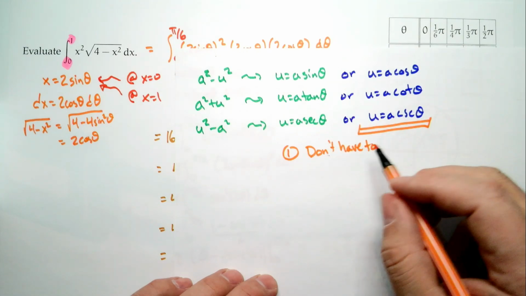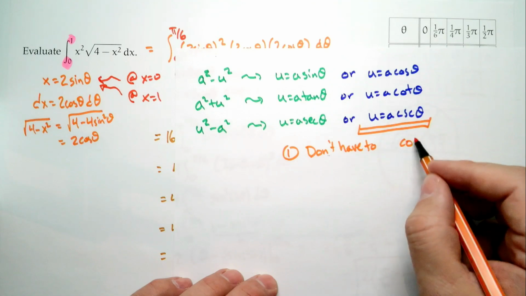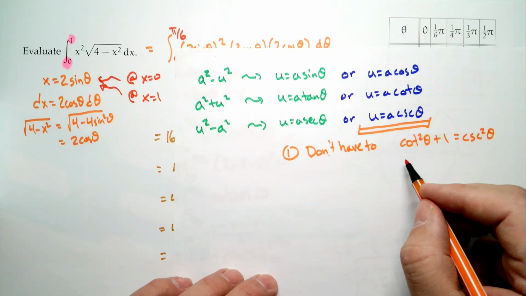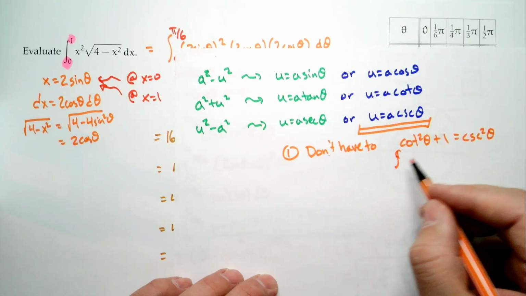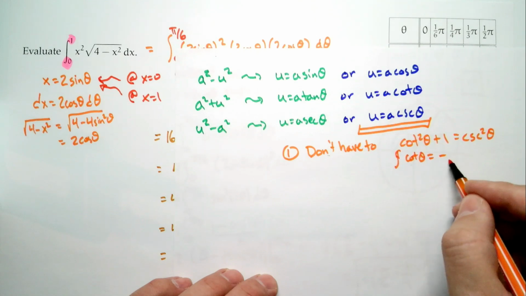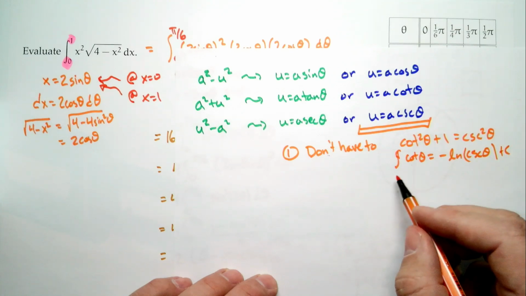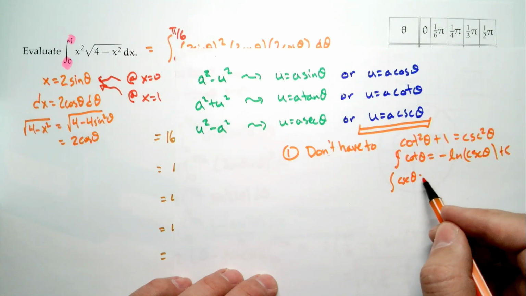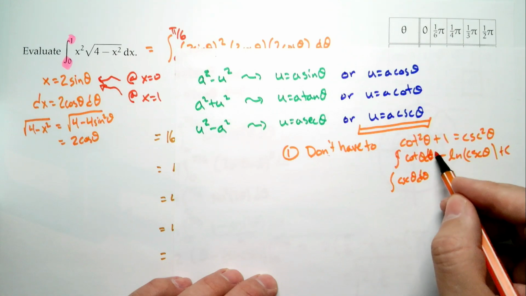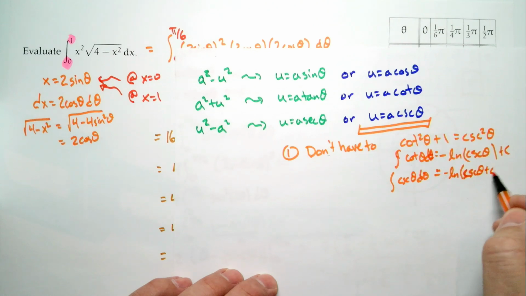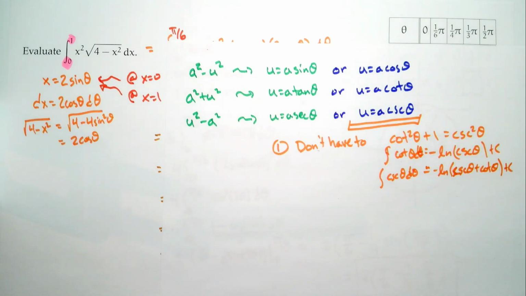And you can avoid it if you can remember the following facts, namely that cotangent squared plus 1 equals cosecant squared. And if you remember that the integral of cotangent is minus log cosecant. And if you can remember that the integral of cosecant, oops, I forgot my d theta, that's embarrassing, is minus log cosecant plus cotangent. If you can remember those, then usually you're okay. A lot of people don't remember those. But if you can, you're fine.